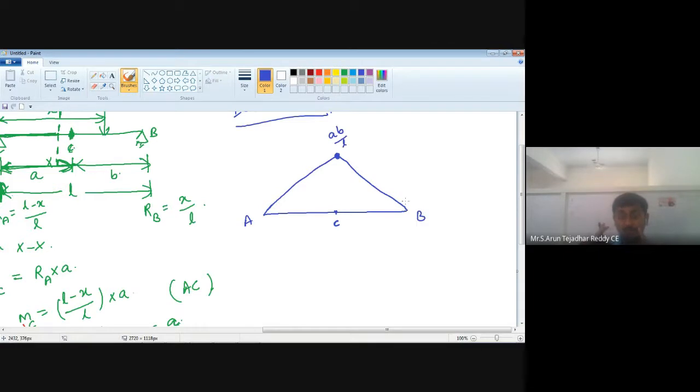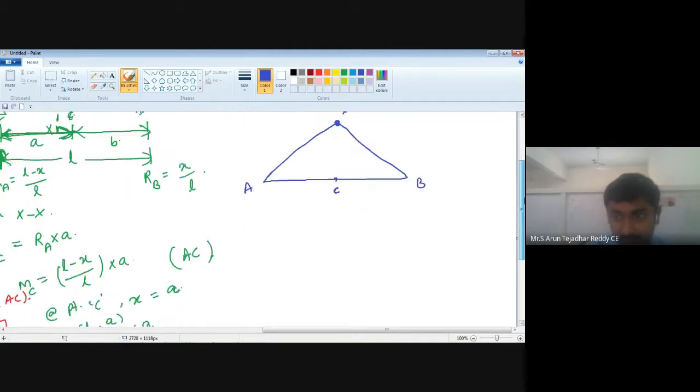But if you observe the previous class, we calculated ILD for shear force. In the ILD for shear force, one value we got positive and one value we got negative. But here, both when the unit load is acting on the left portion as well as on the right portion, the value is the same, AB by L. So this is our ILD for bending moment.